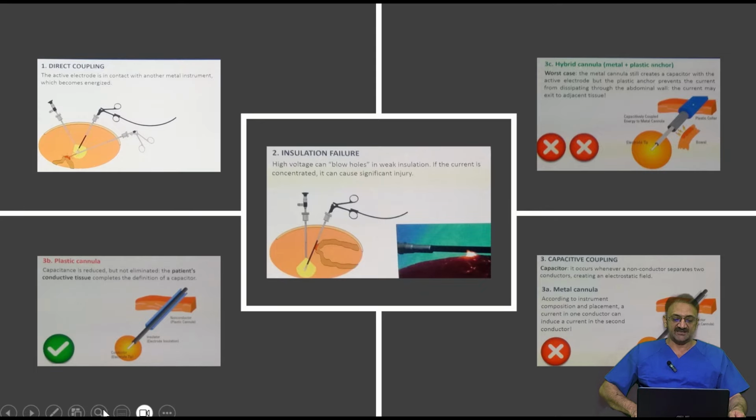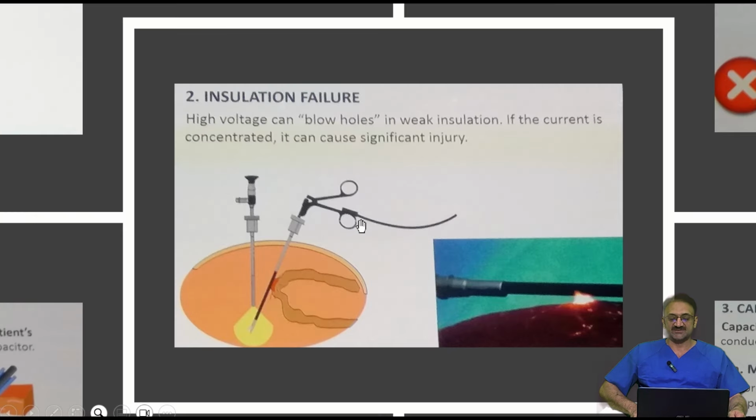Then is the second type of injury, which is called the insulation failure. Here you can see that, let's say we are using a diathermy scissor. In every reusable instrument, you can see that it consists of an outer insulation sheath, an inner working element, and a handle. These are the three basic components of a reusable laparoscopic hand instrument.